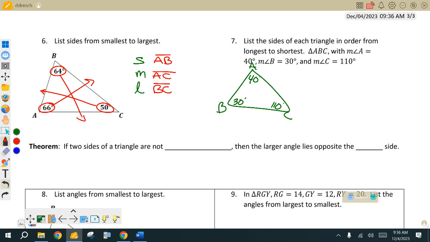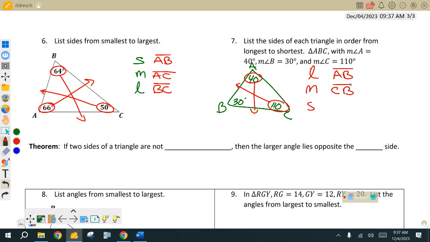Now this time, reading the directions carefully, we're going to go from longest to shortest side. So what's my largest angle? Yep, it's C. 110 is opposite what side? AB. So large, medium, and small this time. So AB, and then medium is, yep, CB.